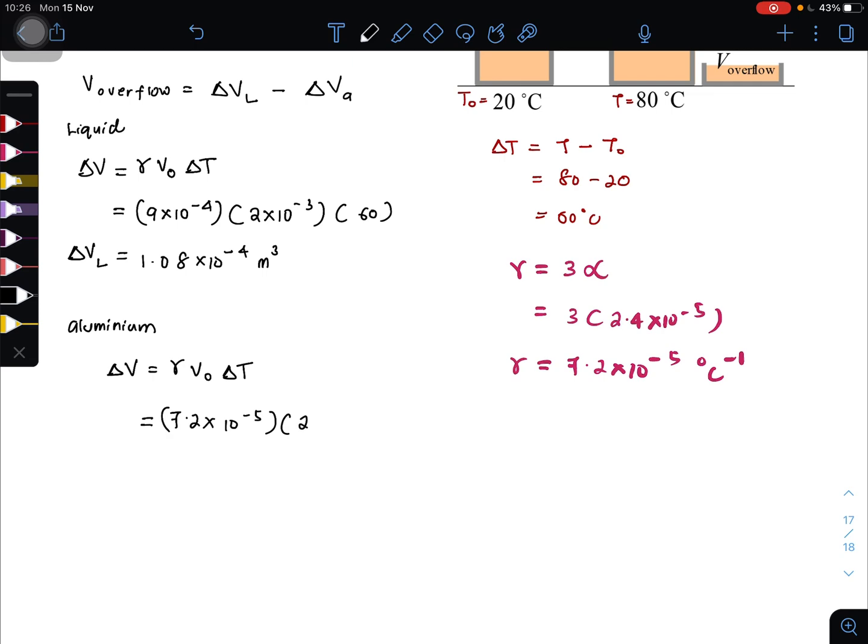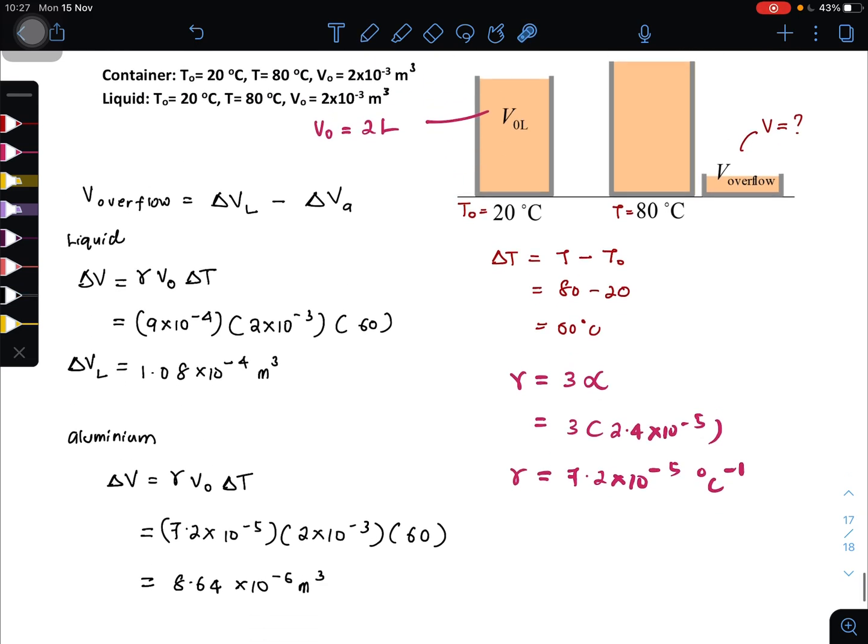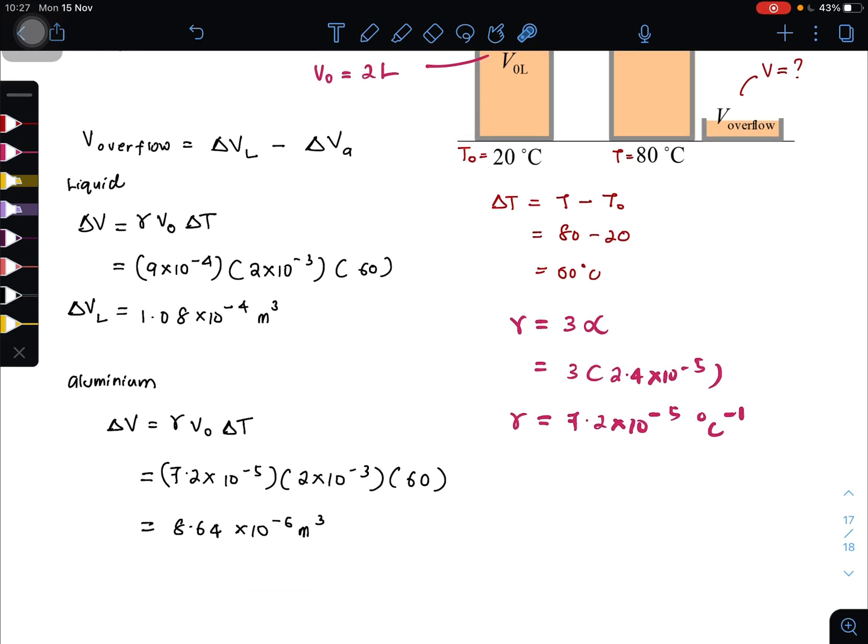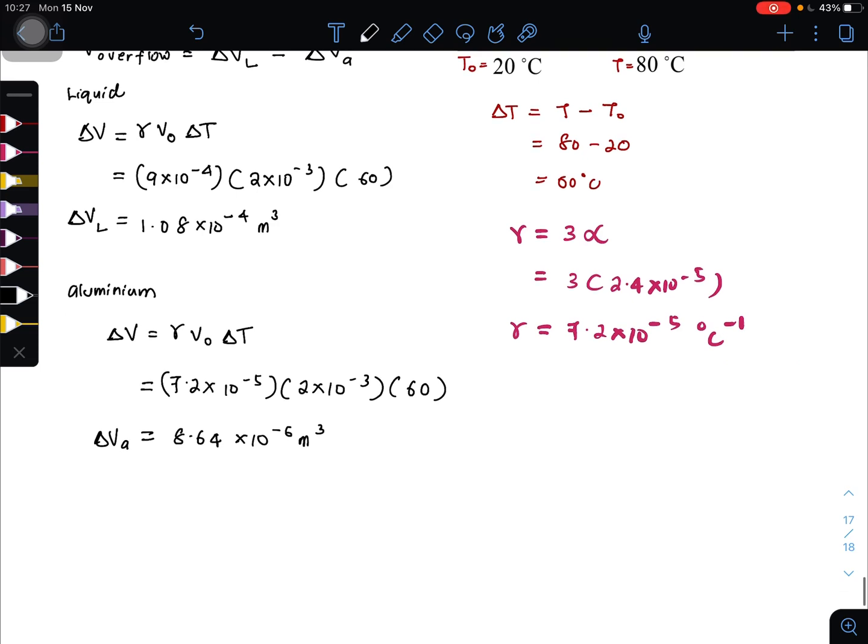And then initial one is the same. Temperature also the same. So it will be equal to 0.64 eksponen negatif 6 meter cubic. Okay, so now kita sudah ada the change in volume for aluminium and for liquid. So we can find the volume of the overflow liquid.